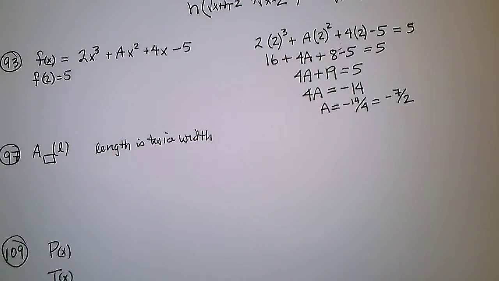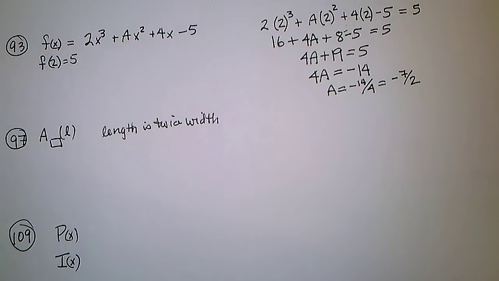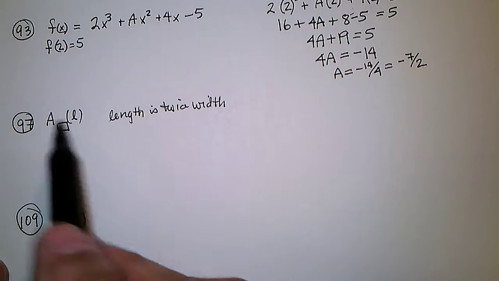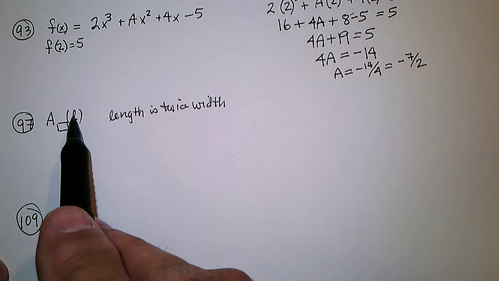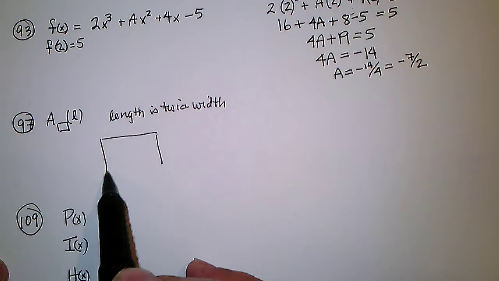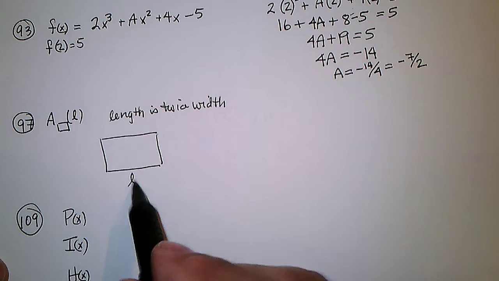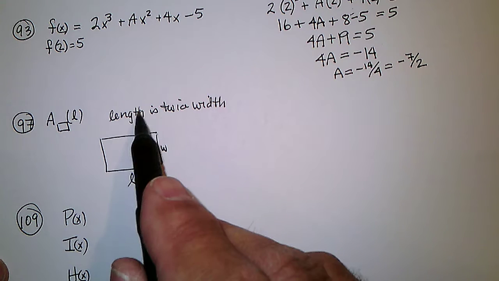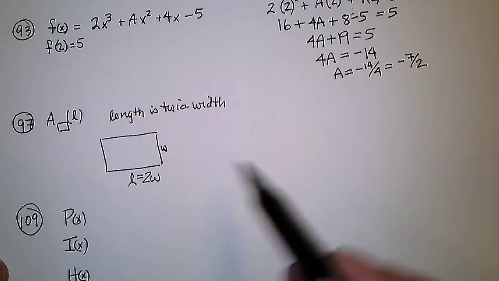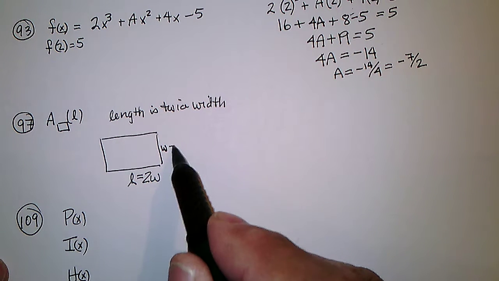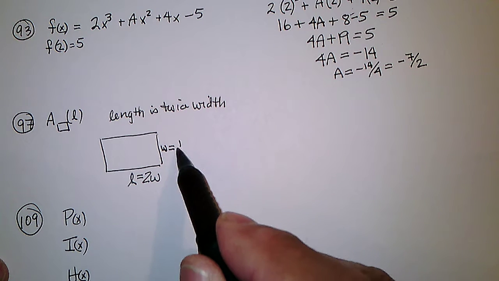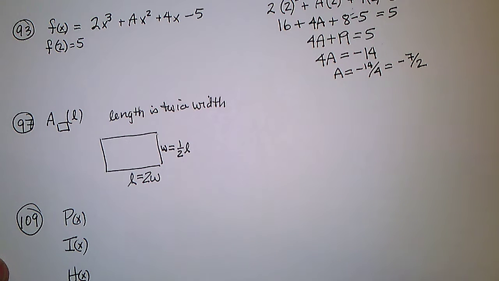Okay, a couple of them that are more about the language. Find the function of the area of a rectangle in terms of the length. So we have a rectangle. Let's call this the length, and this the width. And it says the length is twice as long as the width. So this is 2w. Or the width, if the length is twice as long as w, then w is half of the length.